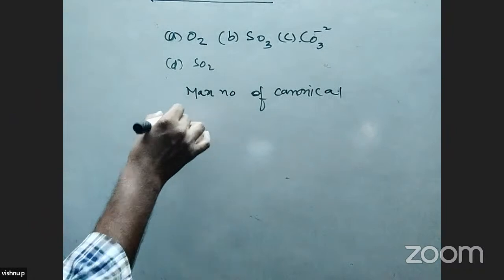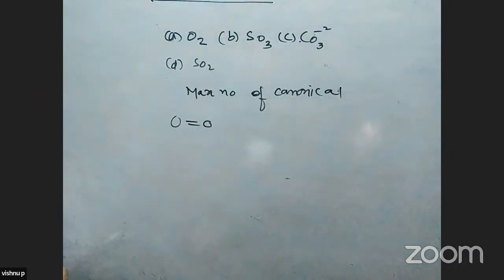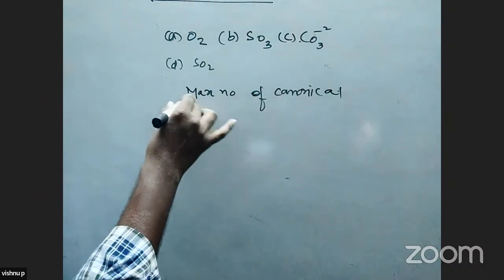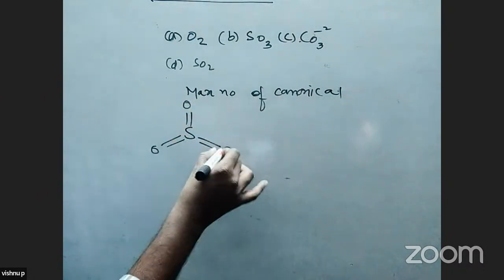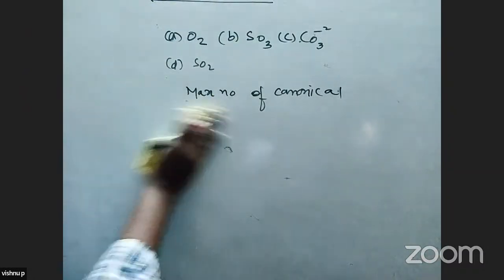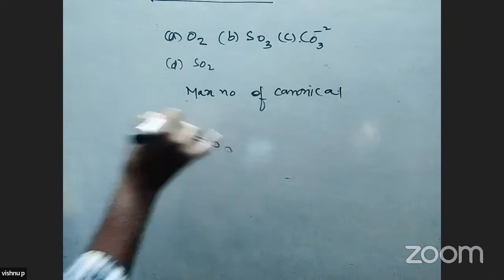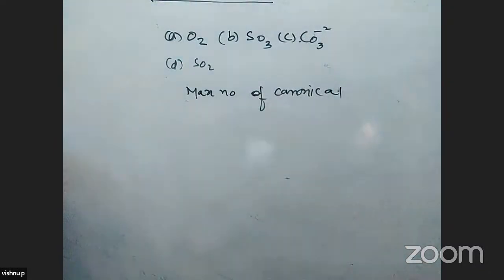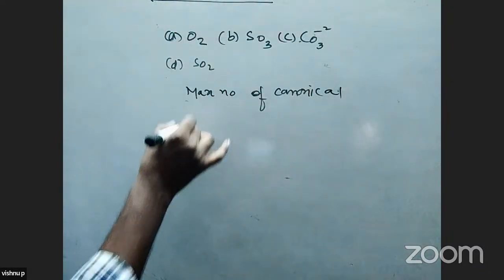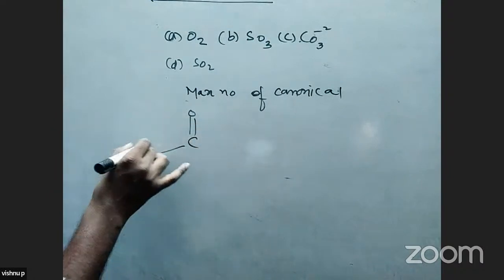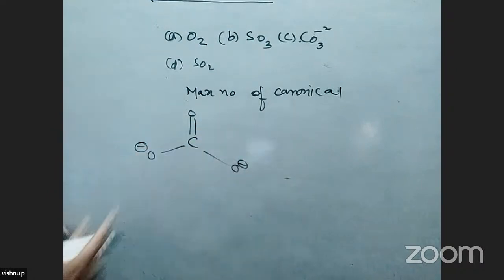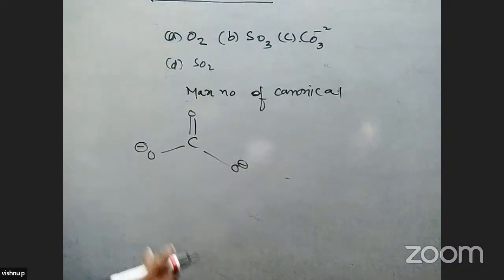In the O2 molecule, canonical forms are not possible. In SO3 also, resonance is not possible. In SO2 also, there is no conjugation. But in CO3 2-, resonance structures are possible. How many resonance structures are possible?